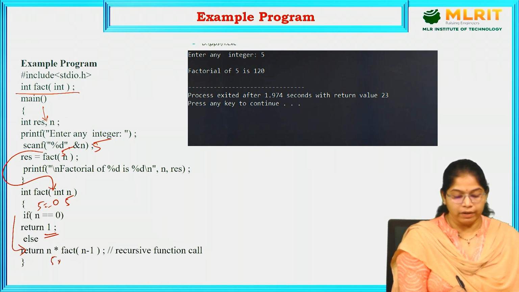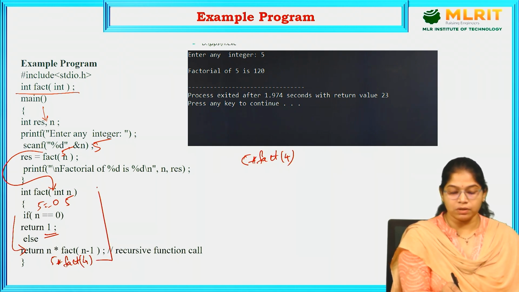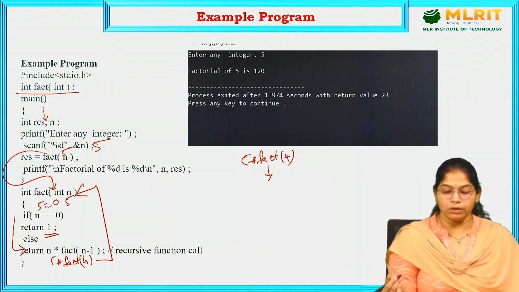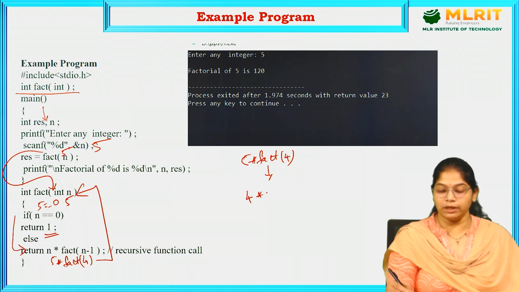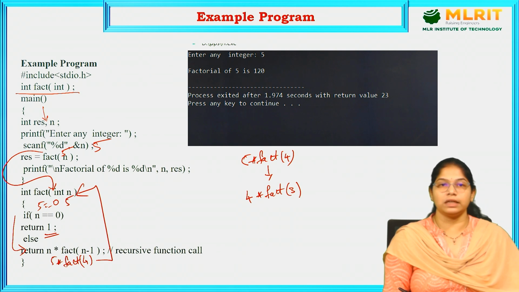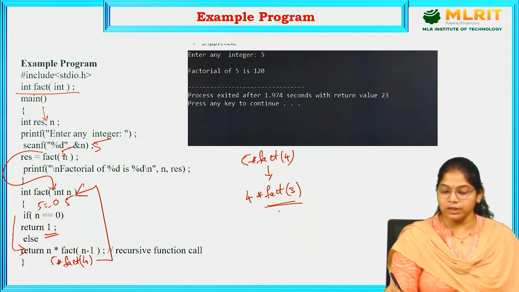Now 5 into fact of 5 minus 1, that is 4. 5 into fact of 4. Again it is a function call, so the control goes to the function definition. Now 4, is 4 equal to 0? No. So the control enters the false block of statements, that is n into fact of 4 minus 1, which is 3. Fact of 3 is a function call again, so the control goes to the function definition.